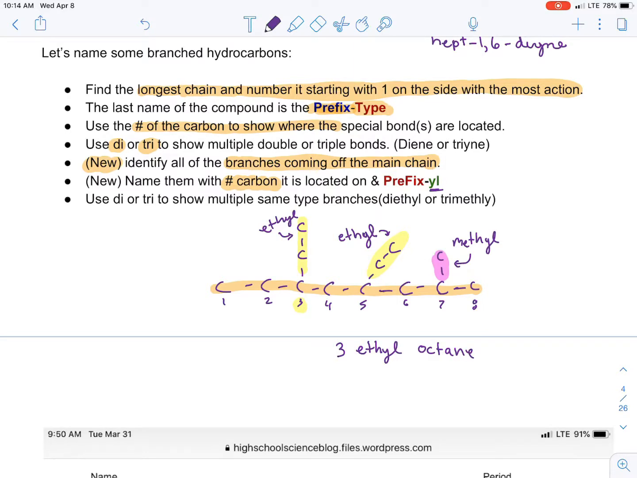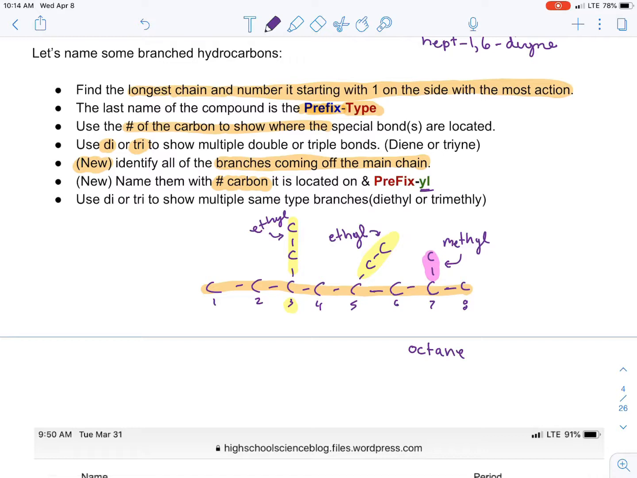All right, I'm going to erase my name down here. So in this case, we have 2 ethyls on the same chain. We're not going to say 3-ethyl, 5-ethyl. We're going to say 3,5-diethyl.